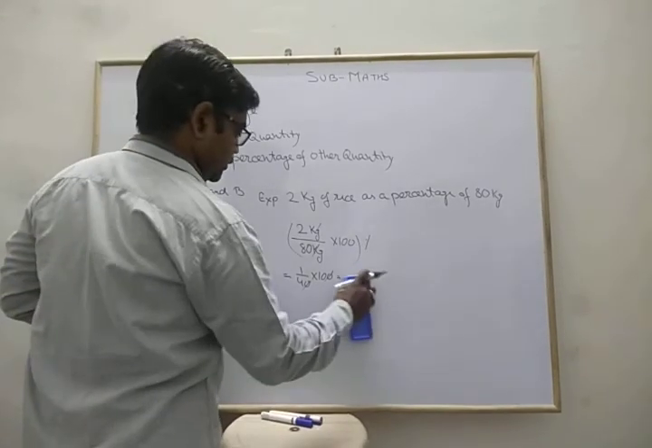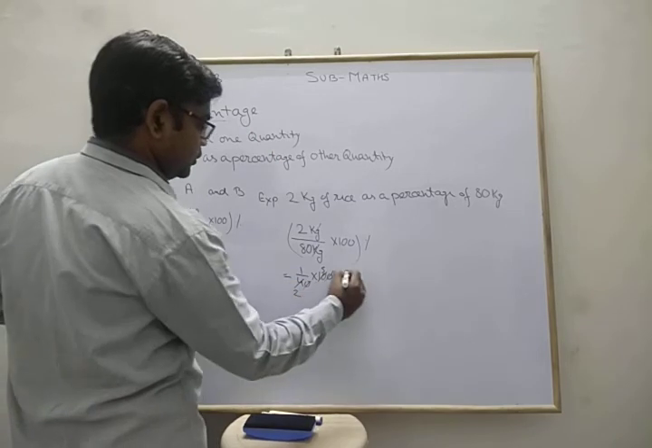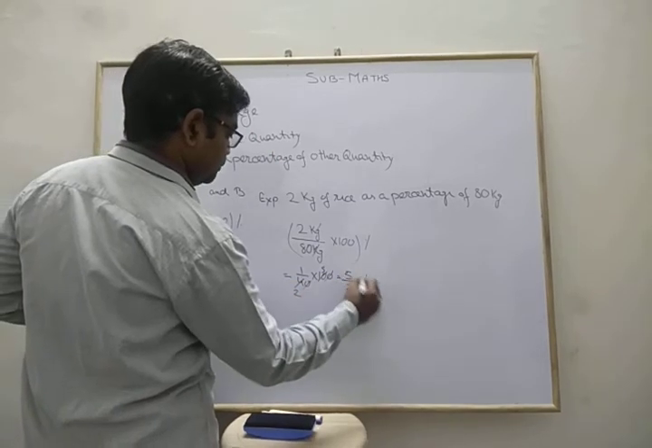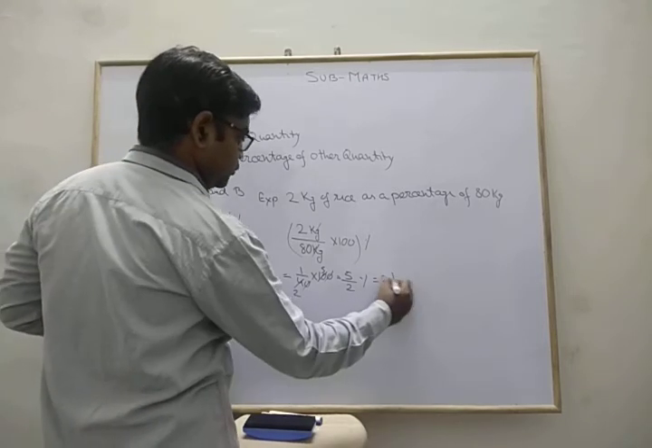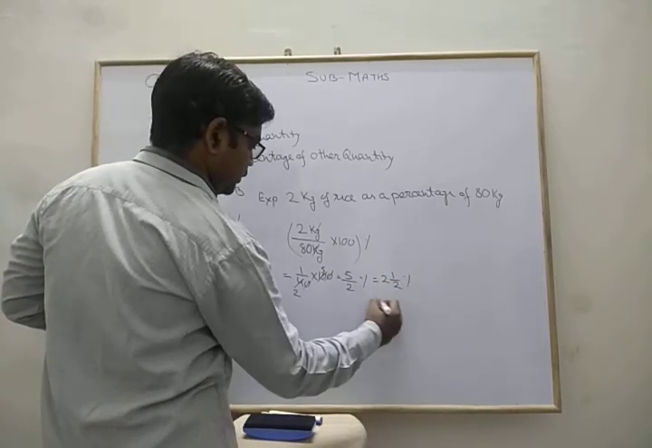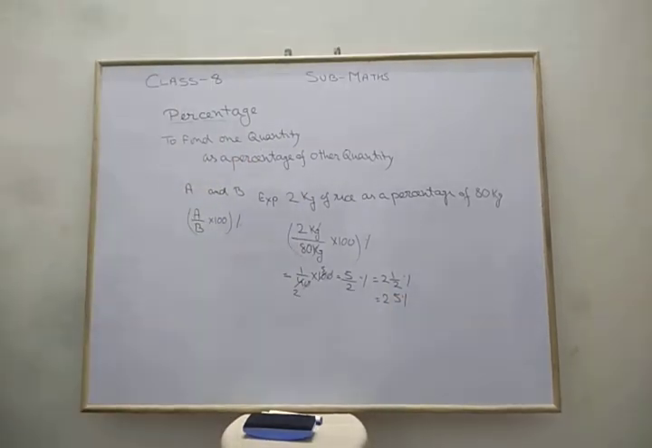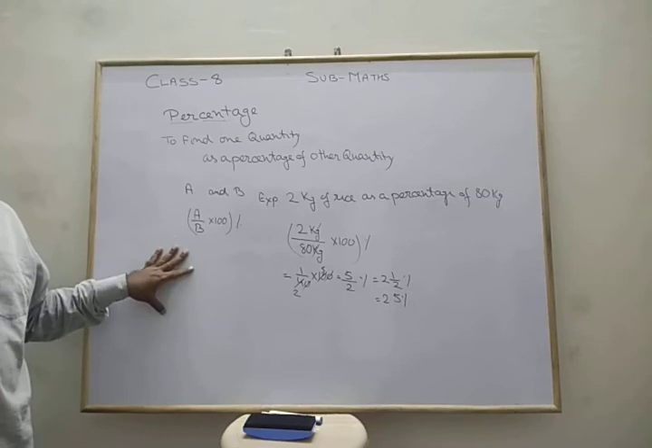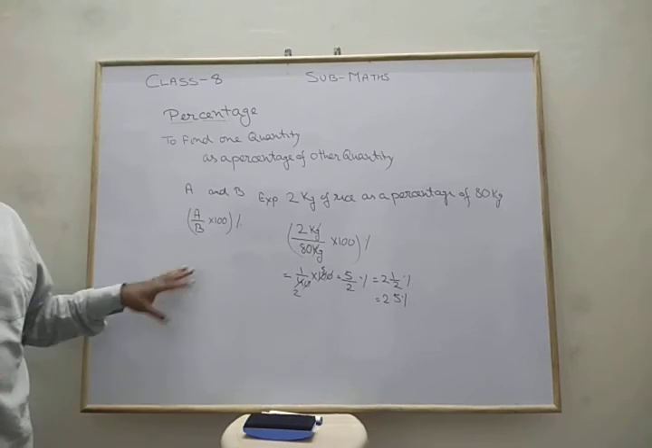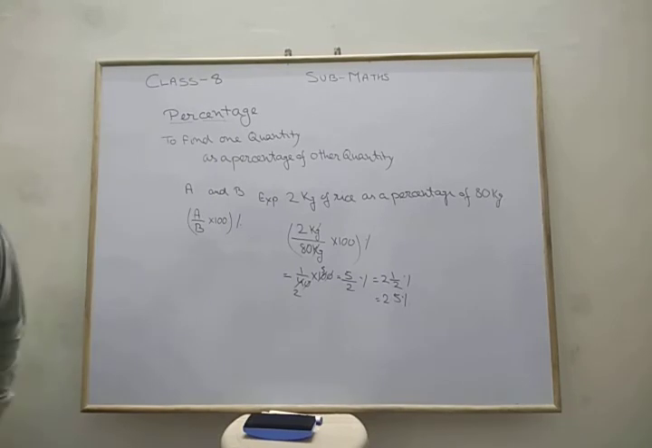Sorry, let me check that. 2 fives are 10, 2 twos are 4, so it's 5 upon 2 percent, or 2 and 1 upon 2 percent. Then you can say 2.5%. Now it's 2.5%. This is the concept. Now we discuss more concepts while solving some questions. I am going to discuss all the questions as well as the concept of how to solve them.